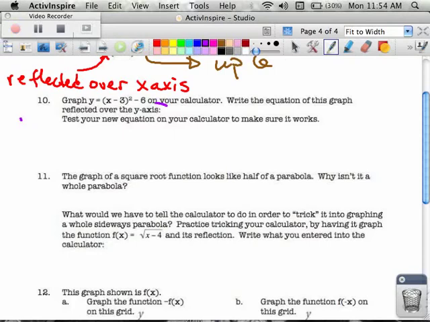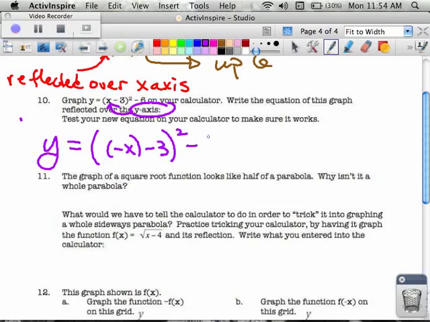So if I look at reflecting over the y-axis, that tells me when I reflect over the y-axis, this thing on the inside gets changed. So my new function would be y equals, parentheses, the opposite of x minus 3 squared minus 6.